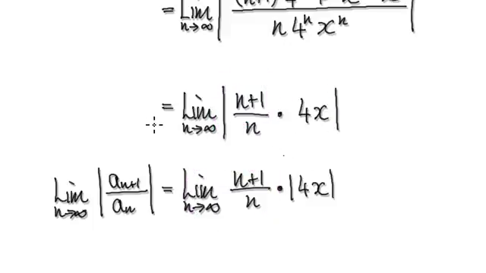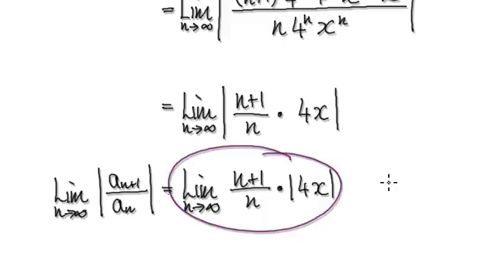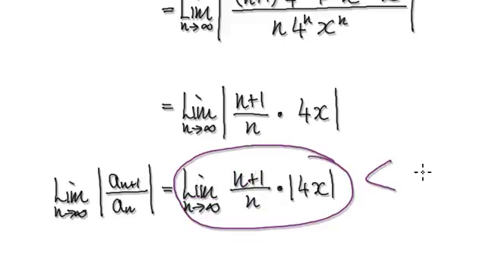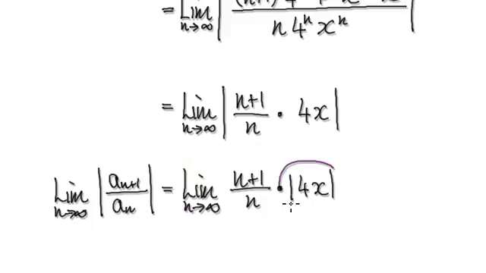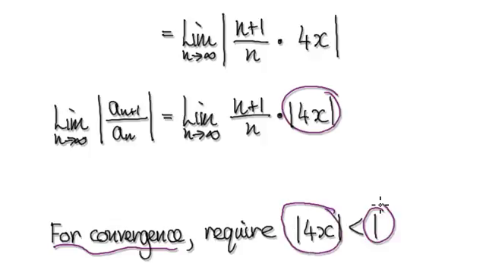And now for convergence, when it comes to the ratio test, we require this to be less than 1. But if you look at this, as n heads towards infinity, this block here is going to head towards the number 1. So you trying to make this less than 1 is really you trying to make this less than 1. The minute this is less than 1, the whole thing will be less than 1. So for convergence, we require this to be less than 1.